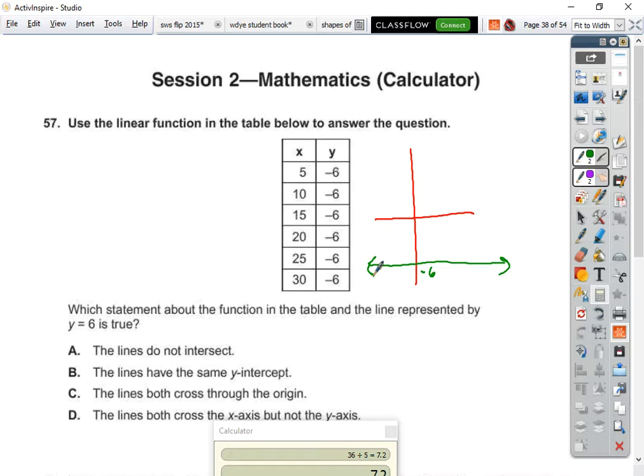Which statement about the function in the table and the line represented by y equals +6 is true? The lines will never intersect. These are parallel lines. So it's definitely A.